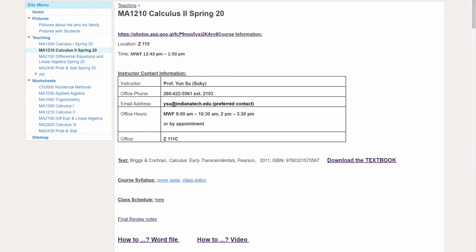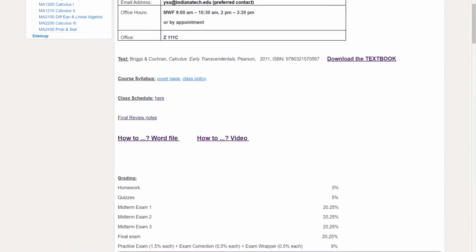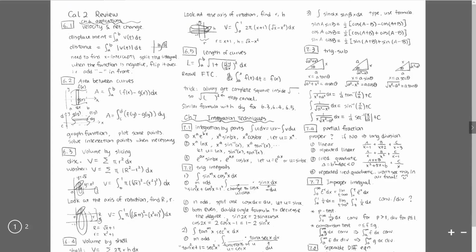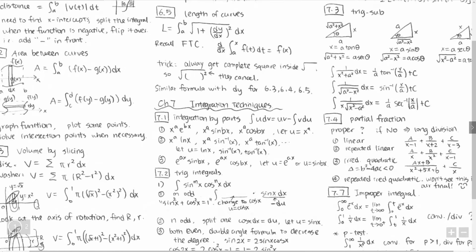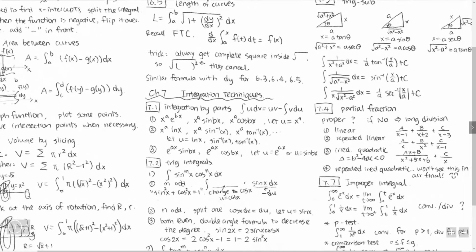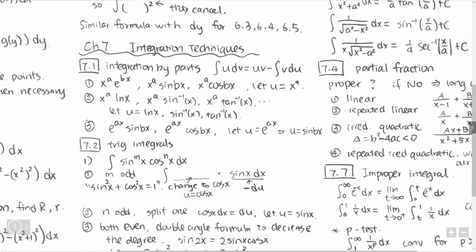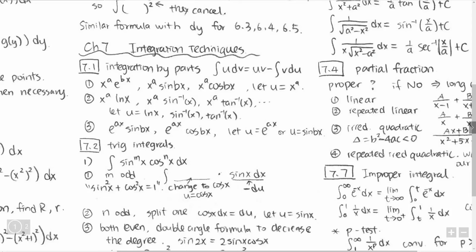So on our course website, you can see there is a final review notes. Click that and then you see this. Okay, so this is the review notes for the whole semester, and right now we just need to look at Chapter 7. In Chapter 7, we talk about integration techniques. And let's see. So 7.1, we talk about integration by parts.